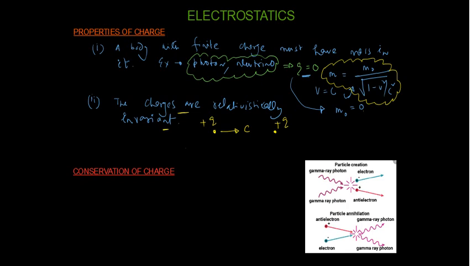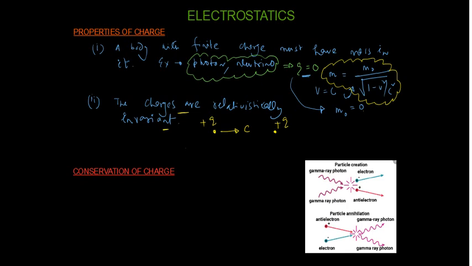Okay, so two things I repeat once again. One property is that a body which is having existence of charge must have some mass, and second is the charges are basically relativistically invariant. That means even if a charge is moving with constant velocity, acceleration, or with the speed of light in vacuum, then there will be no change in its magnitude or in its sign, right?